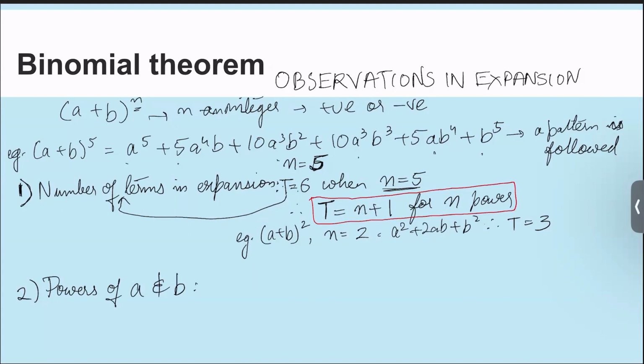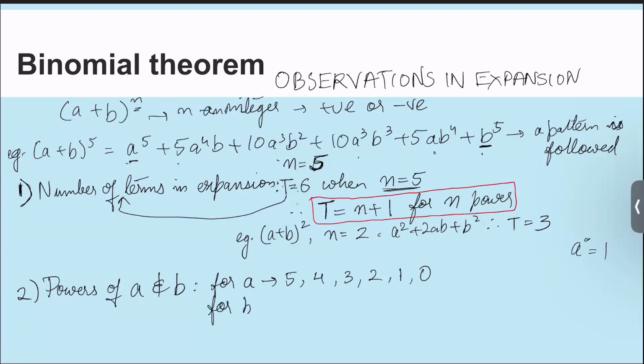So there is a pattern even when we expand it, a pattern in the powers seen in the different terms of the expansion. In the first one we have a raised to 5. Let's only consider a: the powers start from 5, then in the second term it is 4, 3, and then slowly it comes down to 1, and the last term has 0, because a raised to 0 would be 1.